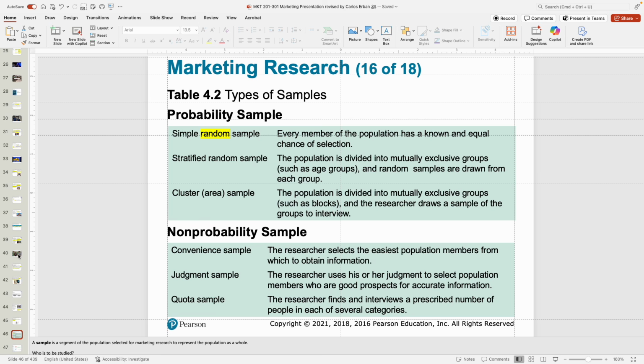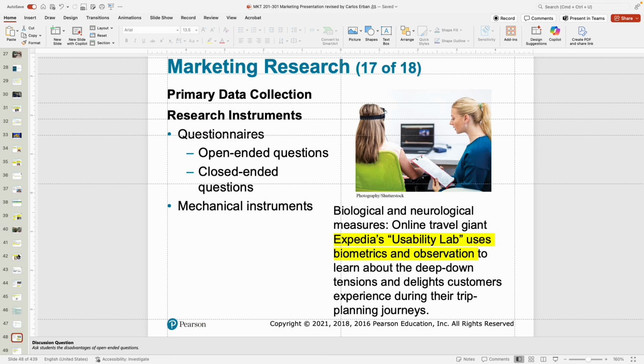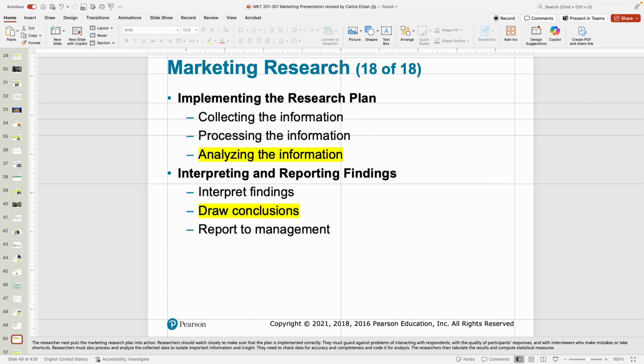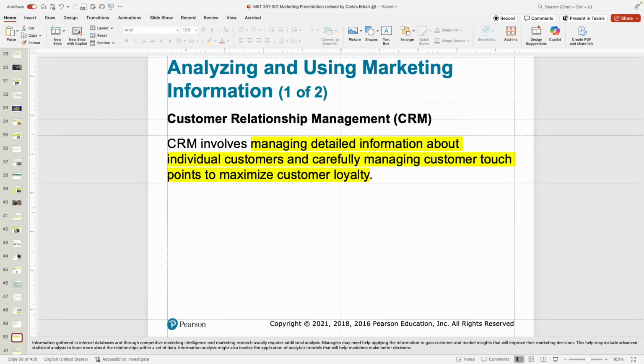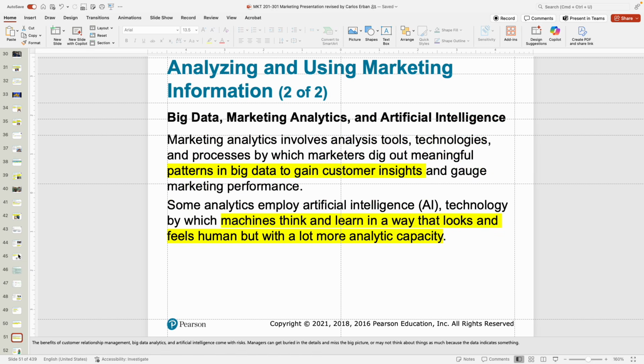Okay, so we already talked about the quantitative, qualitative. We'll talk about customer relationship management when we talk about sales. I'm not going to talk about that.